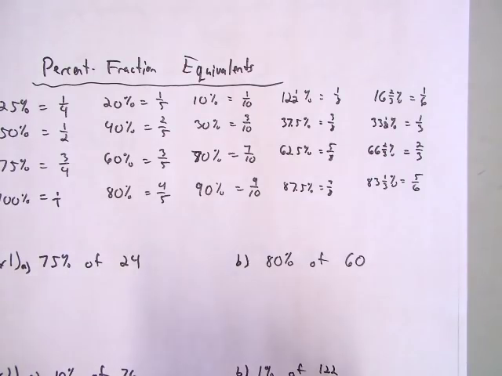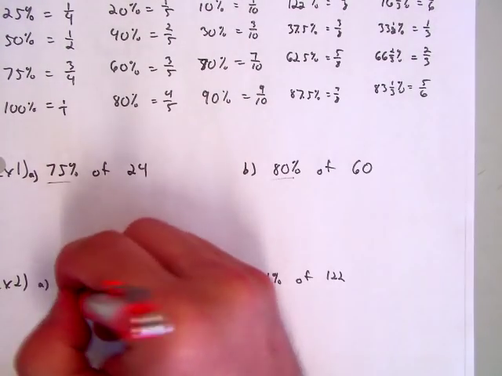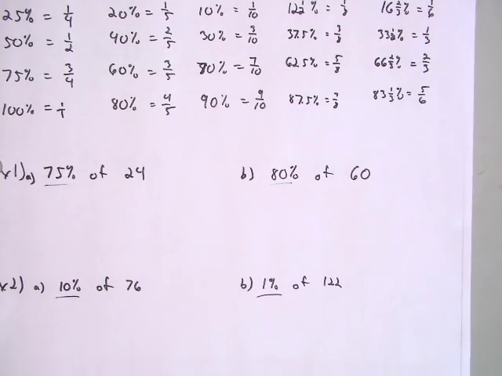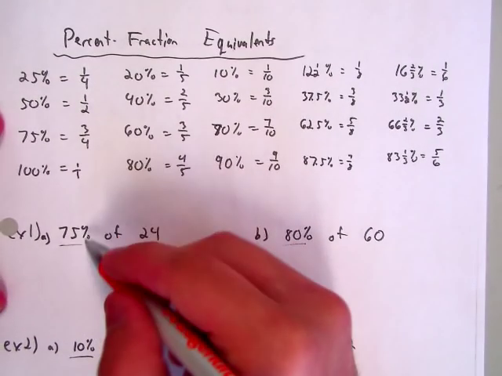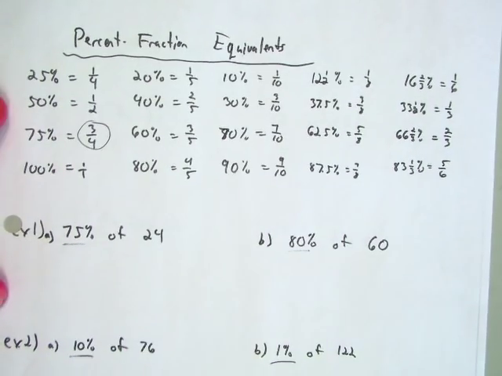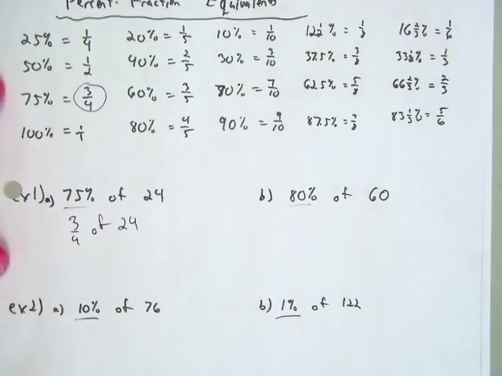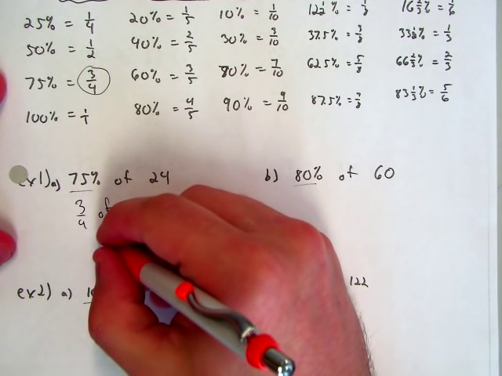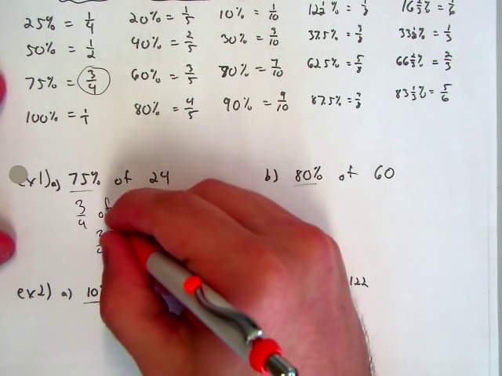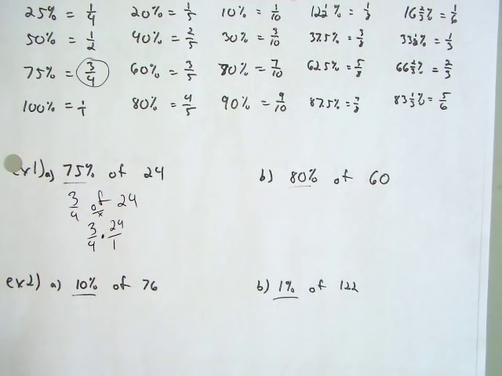So what we're going to do is go through these examples here, find the percentage that it gives us, and try to find the fraction that it also represents. So example 1, letter A, it says 75% of 24. So we go up here, 75% is the same as 3/4. So this is really 3/4 of 24. If we remember all the way back to our rational numbers chapter, "of" means multiply. So this is really going to be 3/4 times 24 over 1.